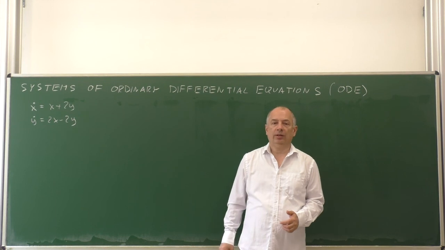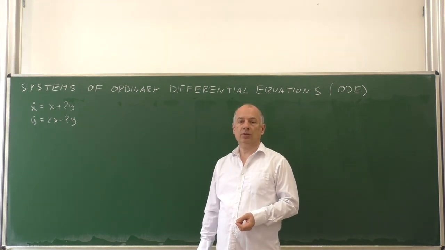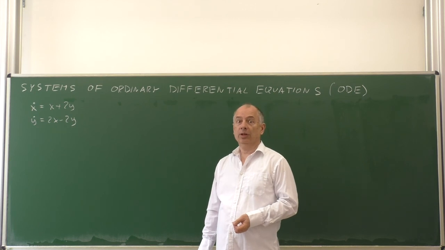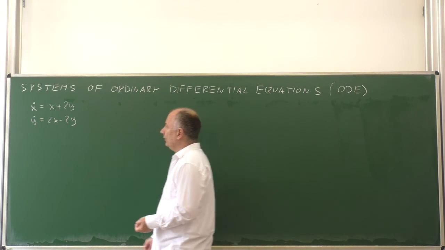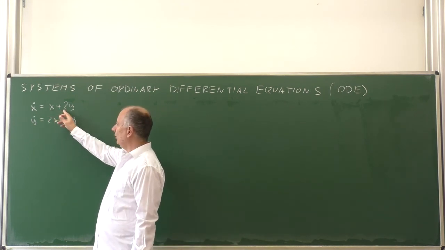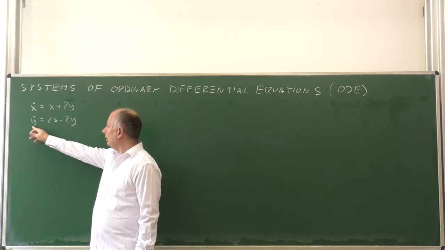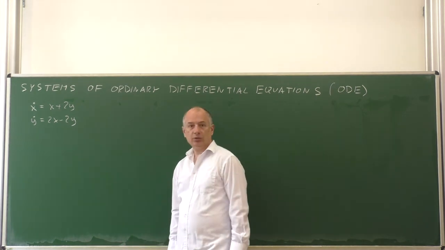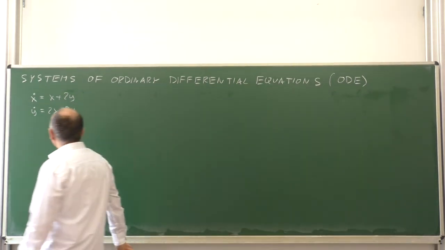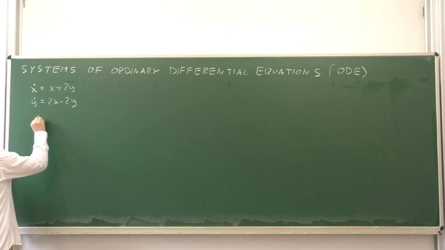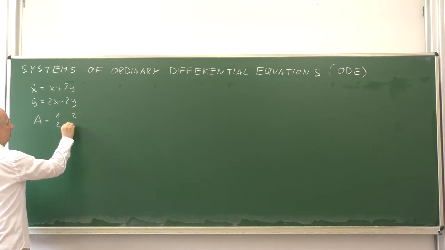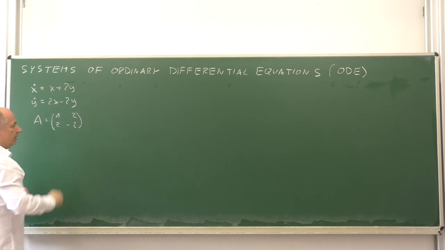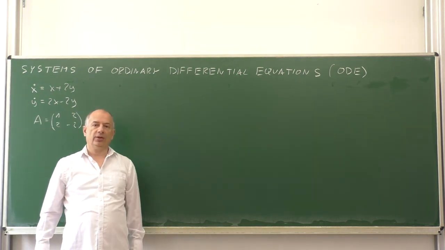Let us illustrate the way how to solve the system of linear autonomous ordinary differential equations by the following example. x derivative is equal to x plus 2y and y derivative is 2x minus 2y. So first we write the matrix A, 1, 2, 2, minus 2. This is the matrix of the coefficients at x and y.